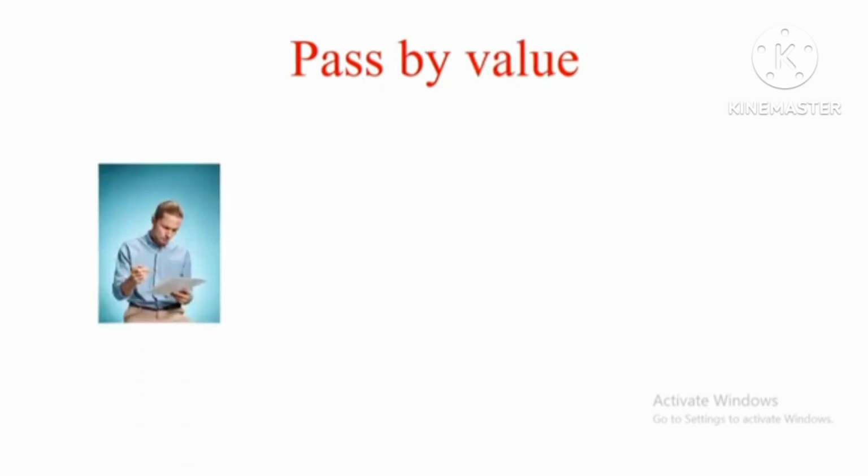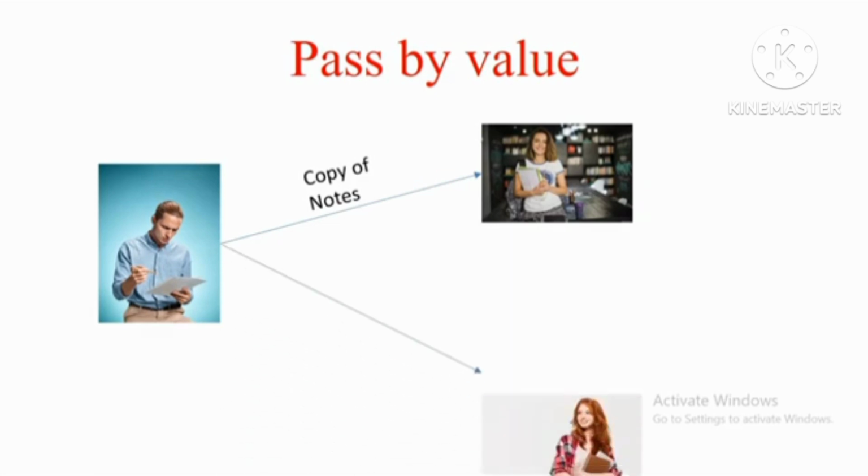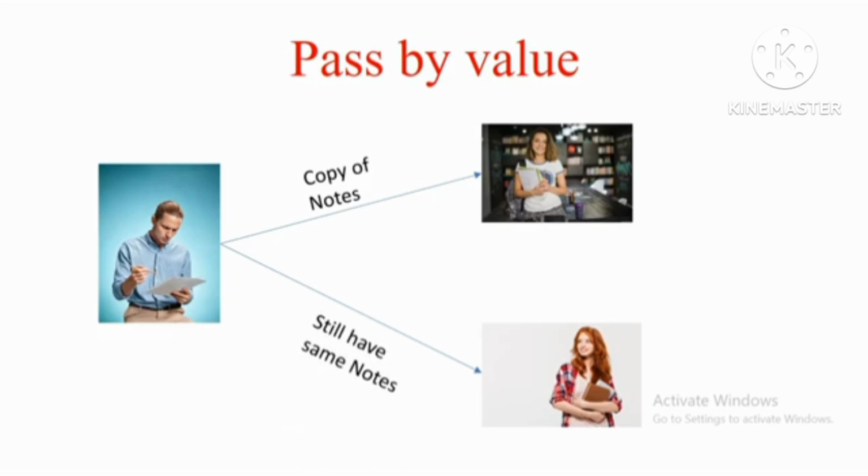Now second comes pass by value. Consider a situation where there is again a professor. Some students need the notes and the professor provides a photocopy of the notes. What will happen? Even if the student destroys the notes completely, the professor still has the original copy and can still provide photocopies to the other students. So this is pass by value.